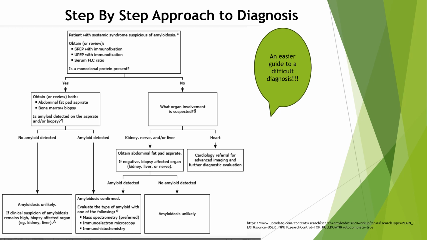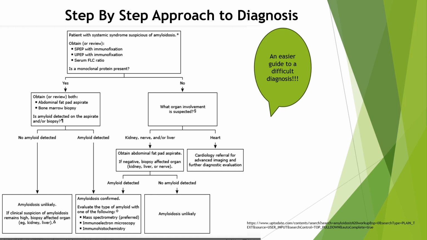If it's not detected, it's unlikely, but if there's still a clinical suspicion, then we'll go with the idea of taking a biopsy sample from the affected organ, for example kidney or liver. If the amyloid is detected, then amyloidosis is confirmed, and we go with certain tests which include mass spectrometry, which is the preferred one, followed by immunoelectron microscopy and immunohistochemistry, which will be showing the Congo red staining and the apple green birefringence. These are the findings that will be present if amyloidosis is present.